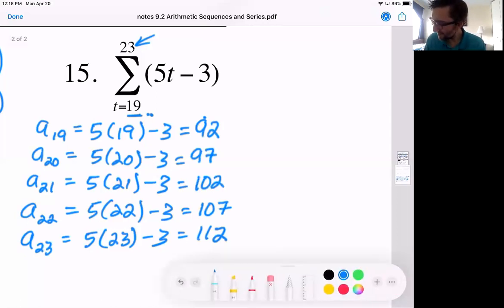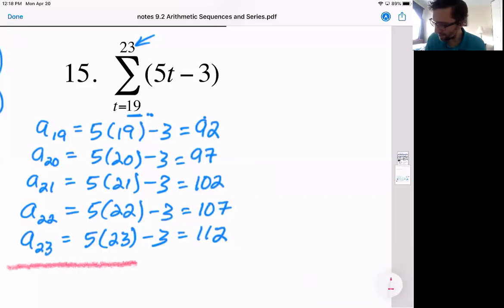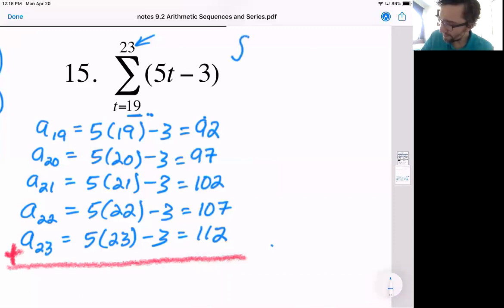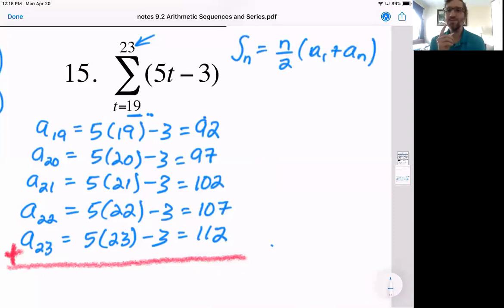Now, technically, you could do this since there's not that many terms. You could just add these and then get your calculator out and add them up. However, I'd like to show you a different approach with this formula like we're using on the other examples. N over 2, a sub 1 plus a sub n. How many terms do we have? This is where students struggle. How many terms? Just looking at these numbers, you might think that there's only 4.